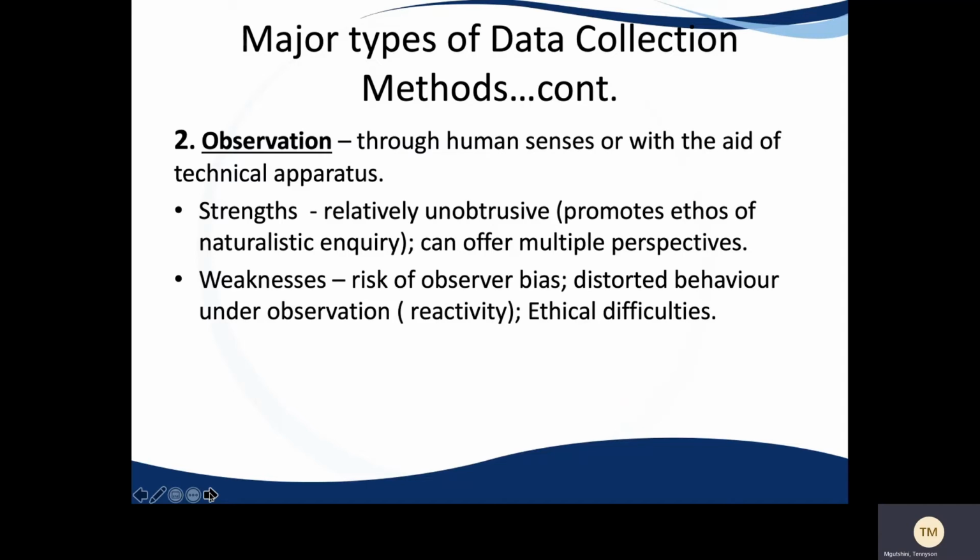Of course, one of the other things with observation is it can give multiple perspectives, because you observe things from different angles with different background understandings of what's going on. The weakness with observation is that there's a risk of observer bias. There's a risk also that if people are aware they are being observed, they may distort their behavior to account for the fact that they know someone is watching them. And this we call reactivity. So if you tell someone who is treating customers that your boss will be watching you, they will behave differently from someone who has not been told.